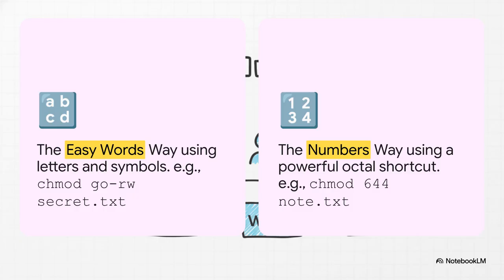So when you want to use chmod, you've really got two main paths you can take. Over on the left, we've got what I call the easy words way, which uses letters and symbols that are super descriptive. And on the right, you've got the secret numbers way. It's this powerful shortcut that you'll see pros use all the time. Both get you to the exact same place, just using different routes.